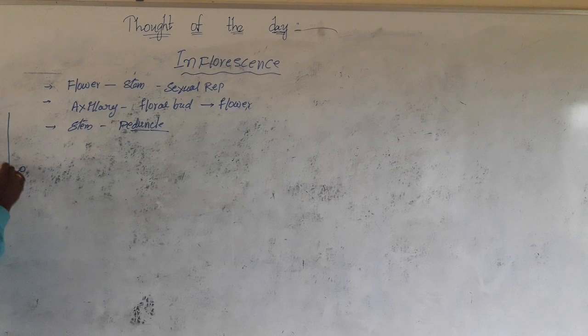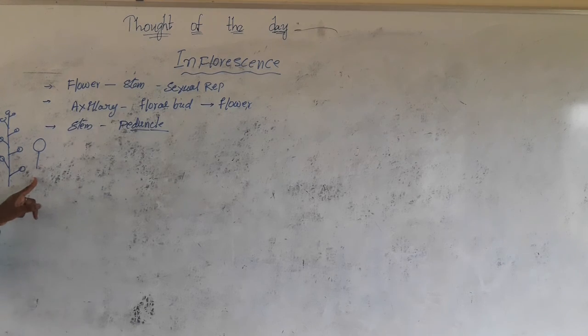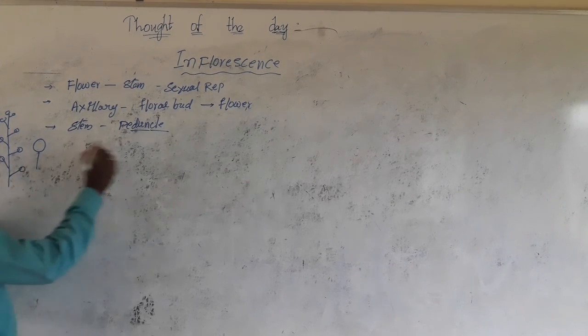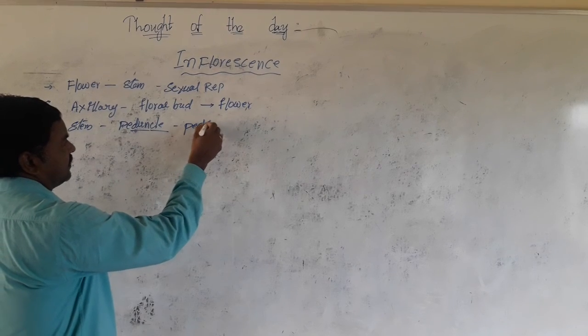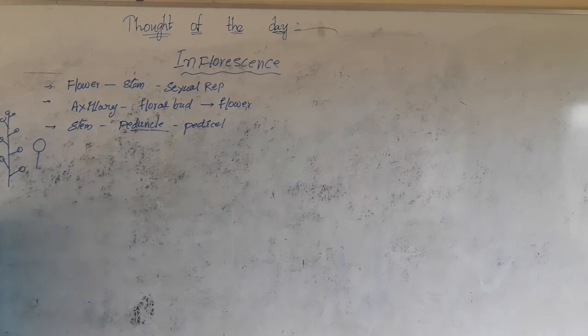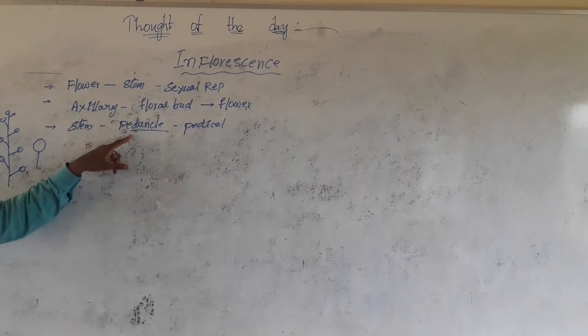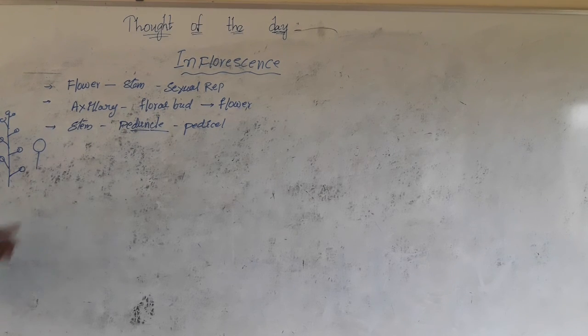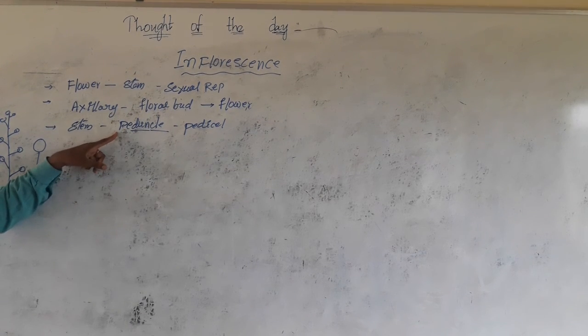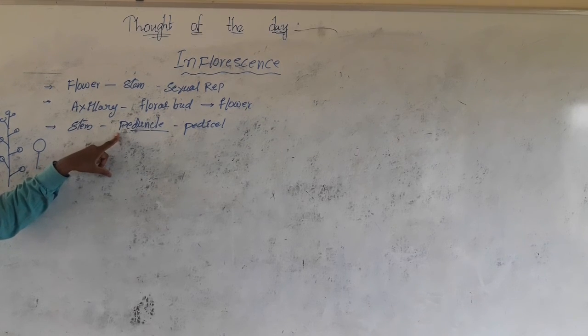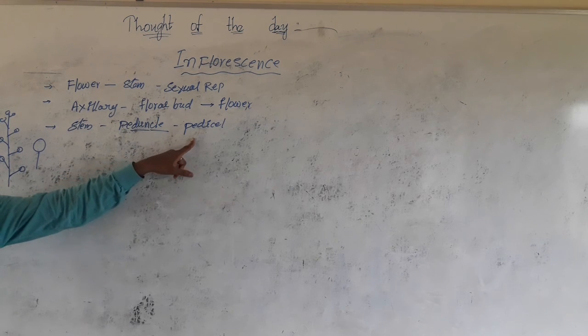Now this modified stem is represented by a group of flowers like this. For example, this is a flower, and this is the stalk of the flower. Such a stalk of the flower is called pedicel. So there is a modified stem called peduncle. On the surface of the peduncle, there are many flowers, and each and every flower is attached to the peduncle by a small stalk. Such a stalk of the flower is called pedicel.